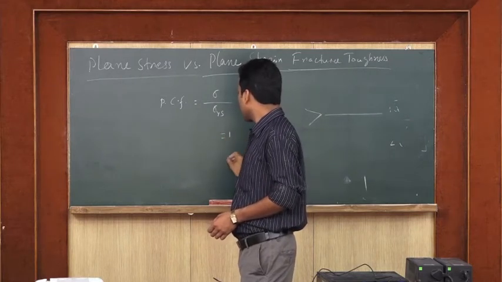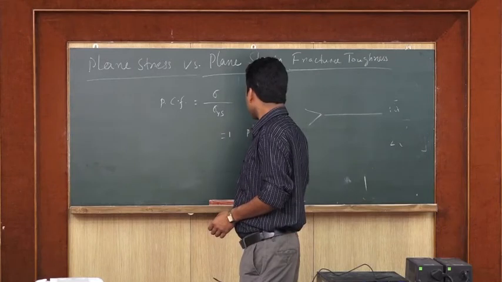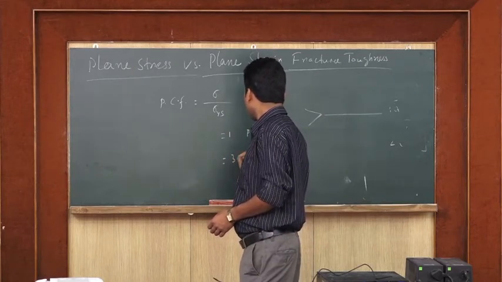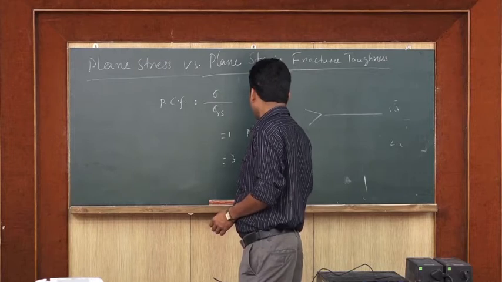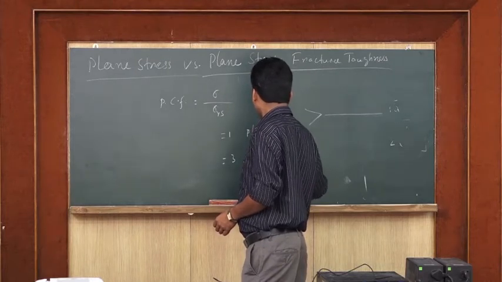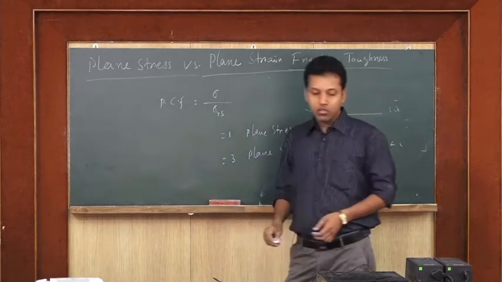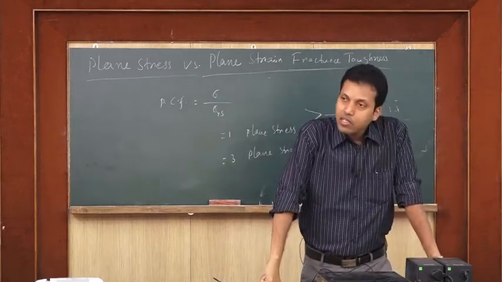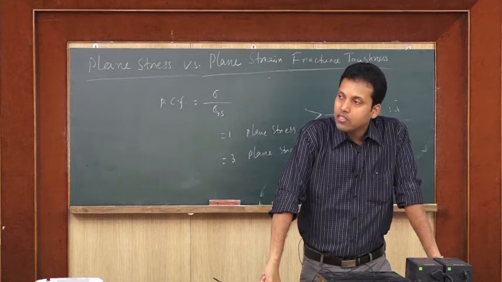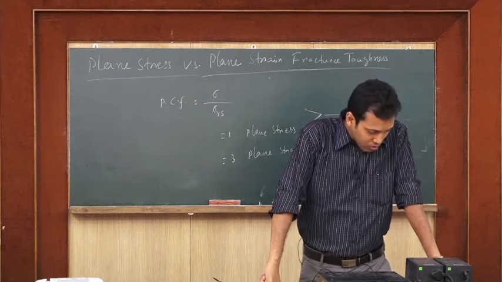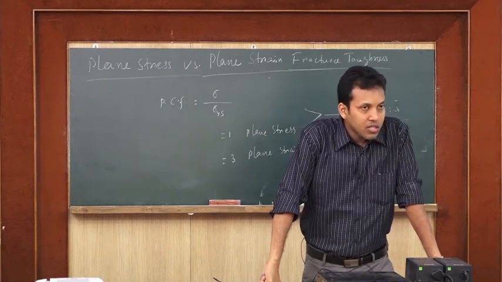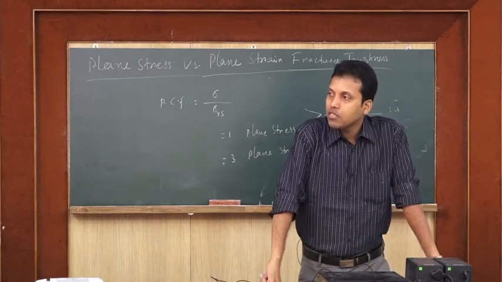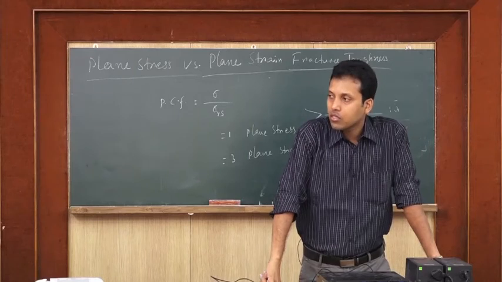From the plastic constraint factor also I can define this. The plastic constraint factor is equal to 1 for plane stress and equal to 3 for plane strain. So, if you have a plane strain condition, then the plastic constraint factor increases. If it increases, then I can say that plastic deformation for plane strain reduces.